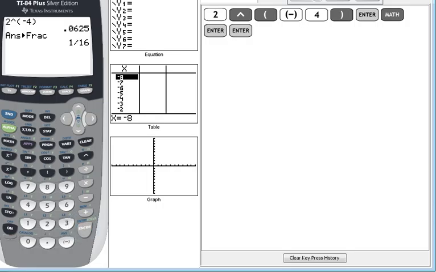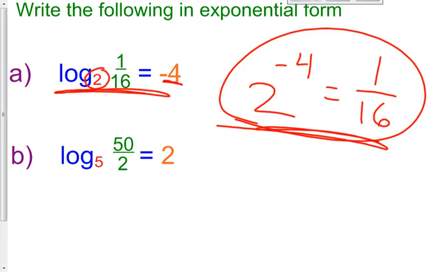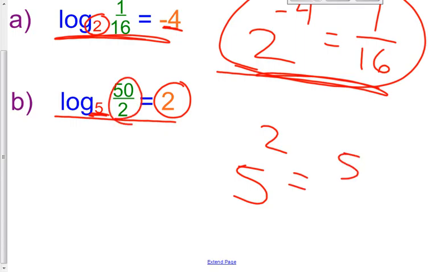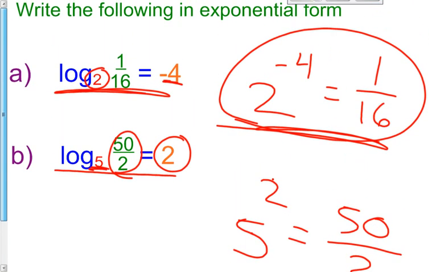So if you want to, you could always check these in your graphing calculator. Let's try letter B. If we want to change this logarithmic into exponential, we say it has the same base, which is 5, raised to the number on the right, which is 2, that equals this number on the left, which is 50 halves. 50 halves is the same thing as 25, and what is 5 squared? 5 squared is 25, so 25 equals 25. So that's how you go from logarithmic form to exponential form.